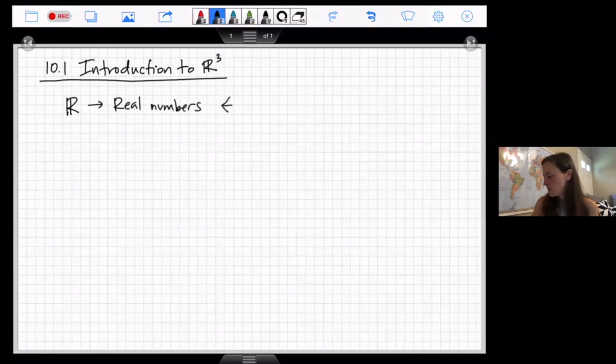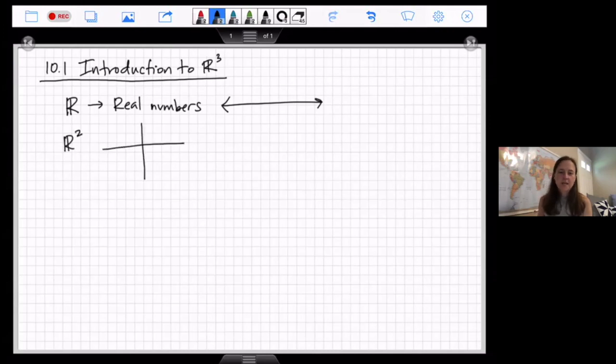Okay, and that's like what you would think of as the real number line. So it's a one-dimensional line. If we say R2, that means we've got two real number lines put together. That's your XY plane. R3 is where we move into the third dimension. All right, so let's hop over to GeoGebra to learn about R3.